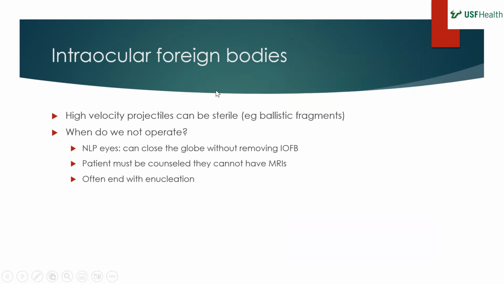Let's see. So when do you not operate? In an NLPI, you could consider just closing the globe and not removing the intraocular foreign body. Sometimes it's a mess and you're not going to be able to remove it well because there's too much blood and bleeding. And tell the patients they can't have MRIs in the future because you don't know what type of metal it necessarily is. You can never trust what type of metal they might tell you it is. And those patients oftentimes end up with enucleation.